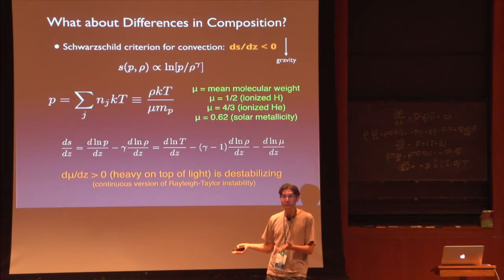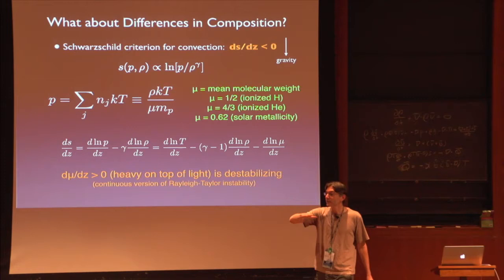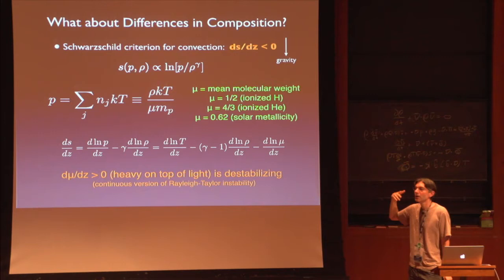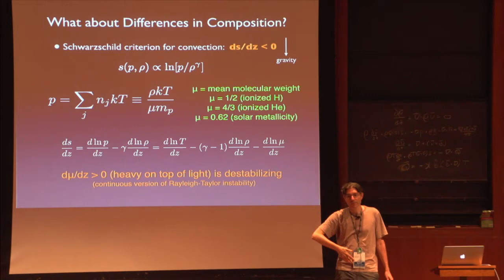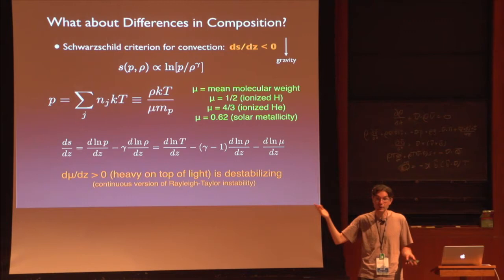The Rayleigh-Taylor instability, the standard version that you often see, is a discontinuous transition of fluid, you know, water and air. But in convection, we have smooth gradients, and smooth composition gradients can drive instability just like discontinuous composition gradients, and this is how it manifests itself.